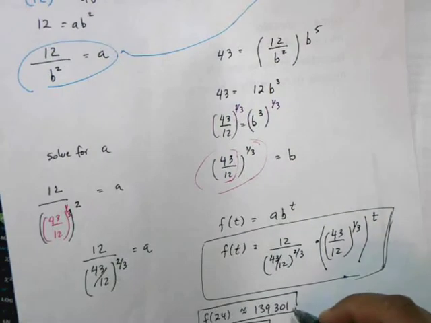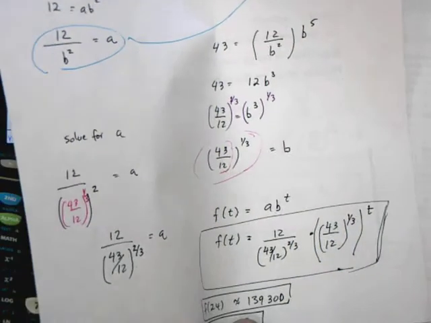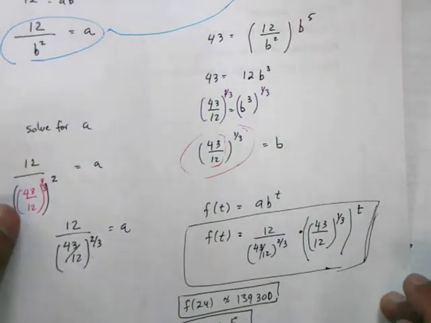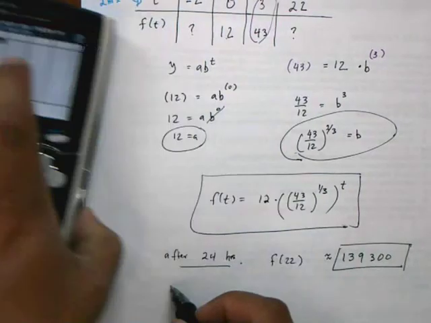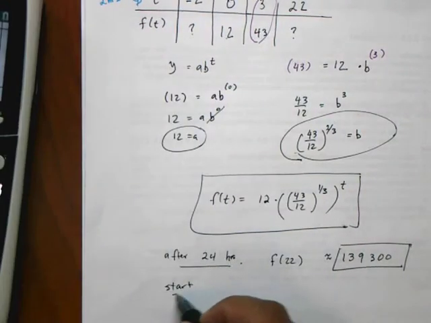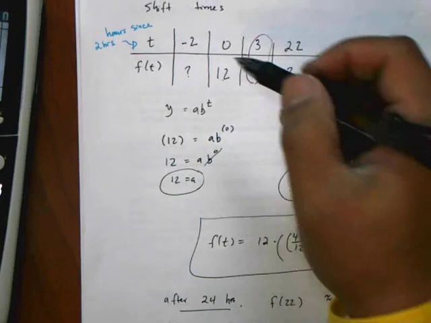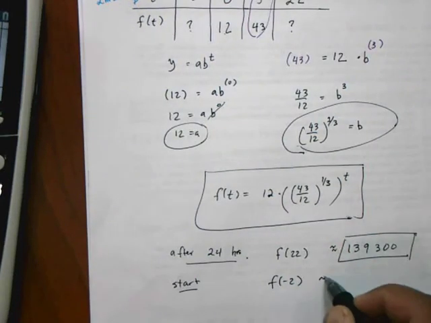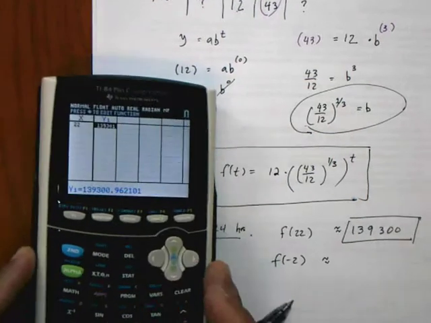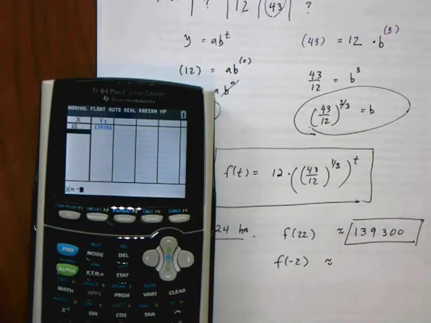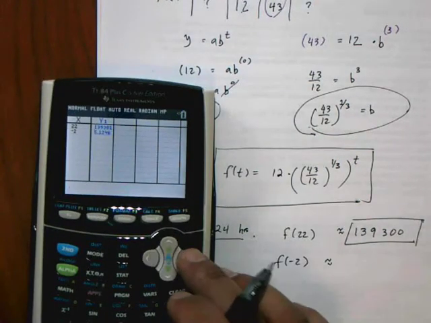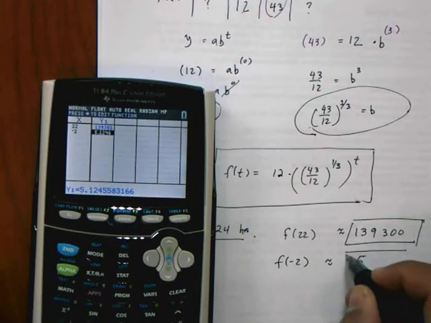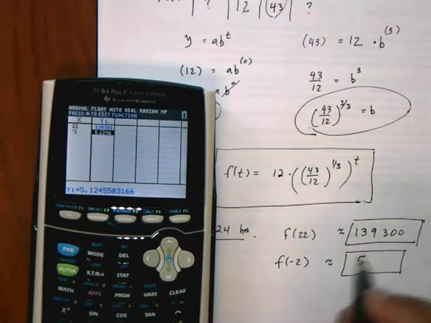I think I rounded incorrectly last time. This should be a 0, okay? But it's 139,300 after 24 hours. What about at the start? Well, the start is not 0 anymore, it's -2. And if I type in -2, you can certainly predict that it's going to be the same thing we had before, about 5. And in fact, it's the exact same number. It's not just the rounding here, it's the exact same number.